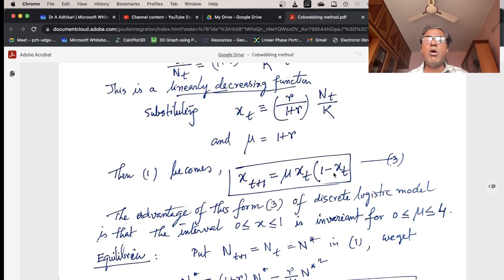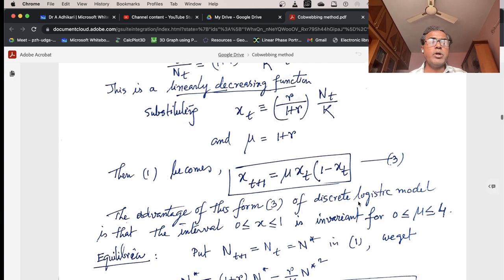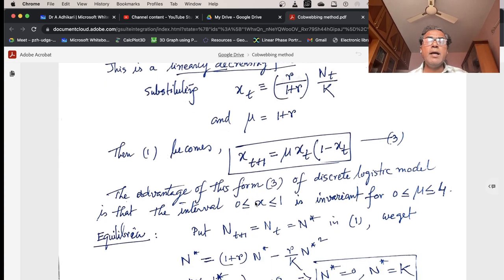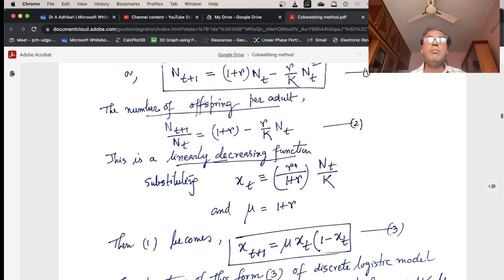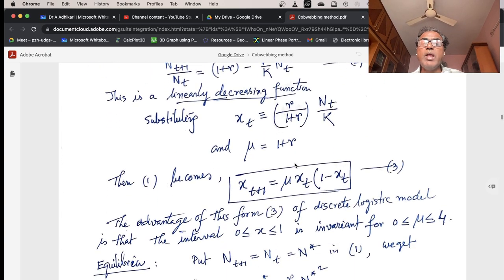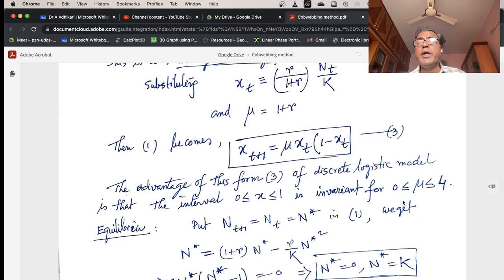The advantage of this form 3 of the discrete logistic model is that the interval is 0 less than or equal to x less than or equal to 1. This is a standardized, normalized form of logistic model 1. It is invariant: when mu lies between 0 and 4, then x lies between 0 and 1.